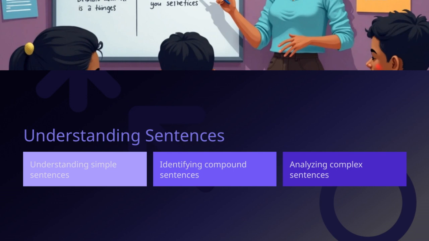Finally, by understanding both simple and compound sentences, we can better analyze sentences in general. This is crucial for improving our comprehension, writing clarity, and overall communication skills. Remember, recognizing different sentence types helps us see how ideas are constructed and connected in any text.